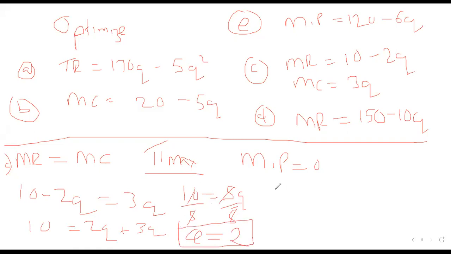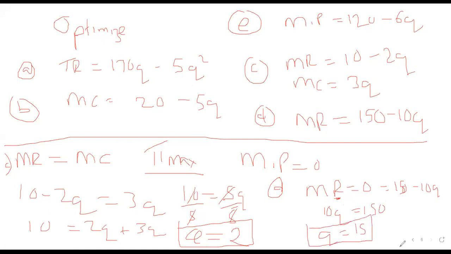And when we go to D, it is direct. When you equate the marginal revenue to 0, what are we doing? We are maximizing the revenue. So 150 minus 10Q. When this one goes aside, 10Q is equal to 150. Now divide both sides by 10, our Q is equal to 15. What does 15 mean? The units that will maximize your revenue.